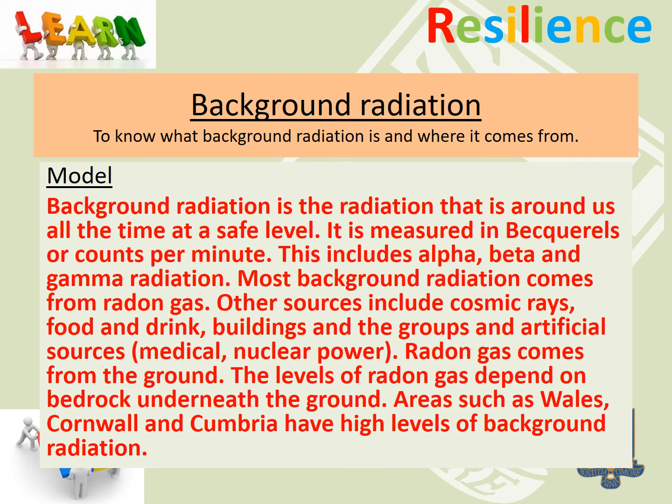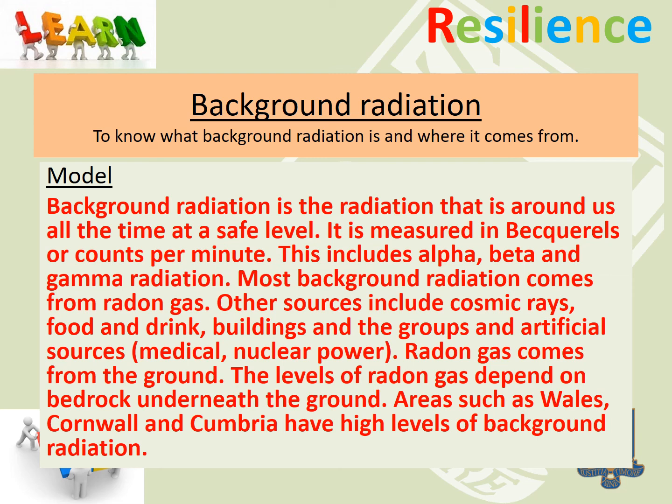Now you've had a go at answering it, you can mark your work. The first 2 marks come from the first couple of sentences in our model answer. It tells us what background radiation is and how we measure it. It gives us a little bit of extra detail about what it includes. So for the first 2 marks, we have background radiation is the radiation that is all around us all the time at a safe level. It's measured in becquerels or counts per minute. It includes alpha, beta and gamma. There's our first 2 marks.